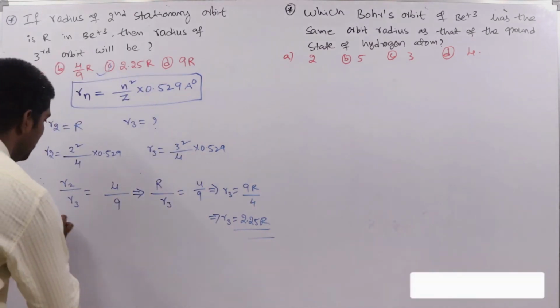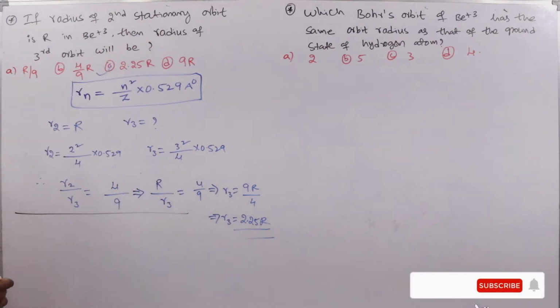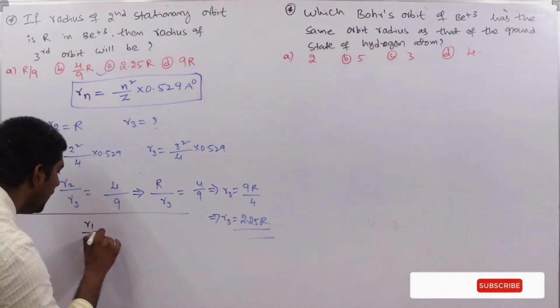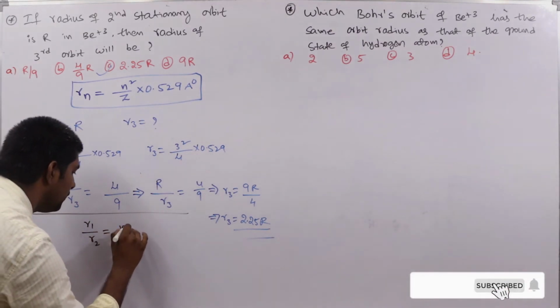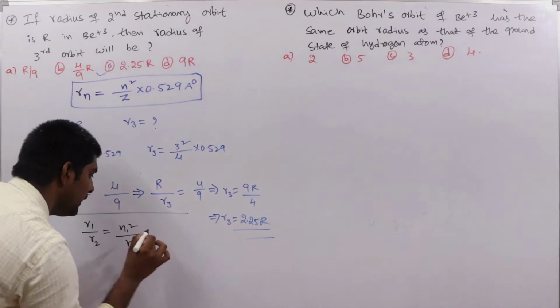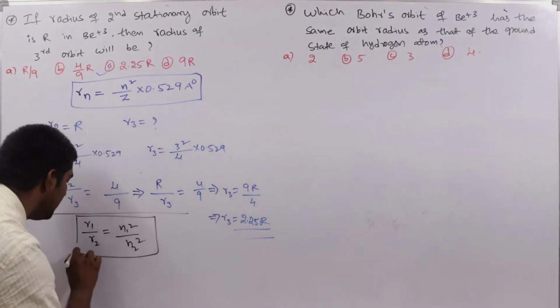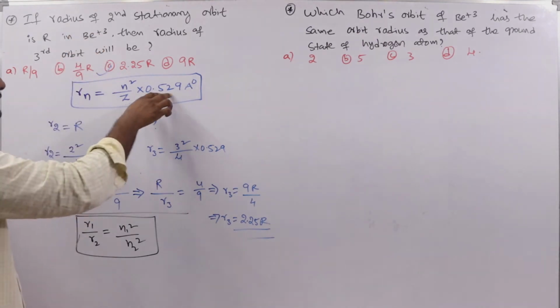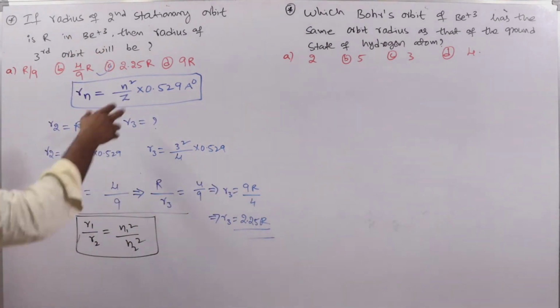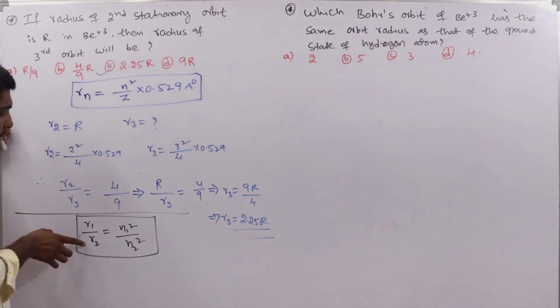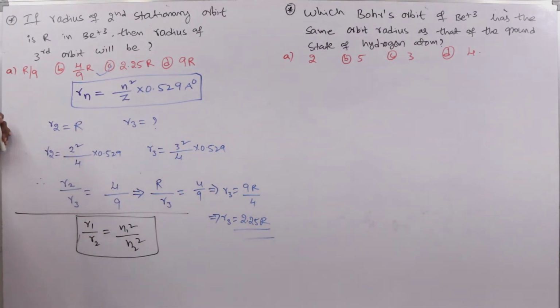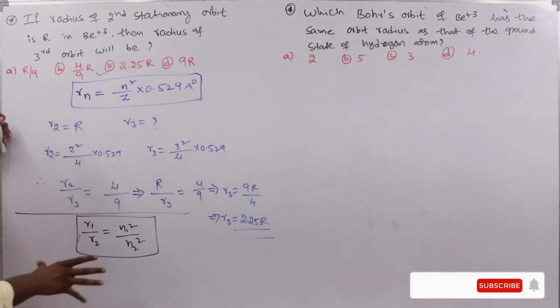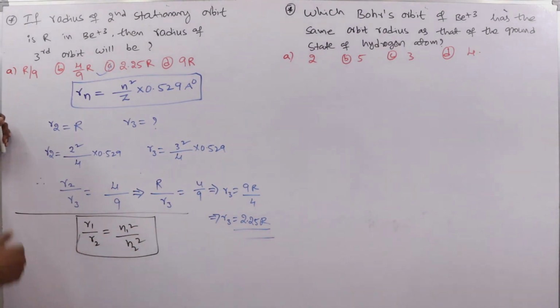See here, for the same species they are asking, so directly we can take R1 by R2 is equal to n1 square by n2 square. If you use this relation directly we get the answer, because same species means Z is the same, this is the same, so they will get cancelled. So finally we have the relation R1 by R2 equal to n1 square by n2 square. Here the second and third orbits are given, so that's why we are taking R2 by R3. This is the general thing we can solve by using this one also. In a single step we get the answer.